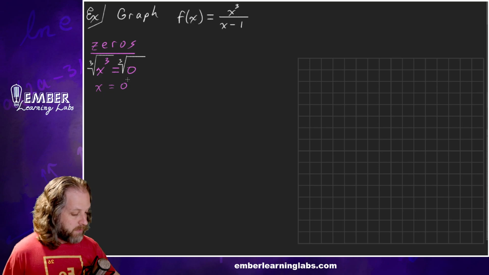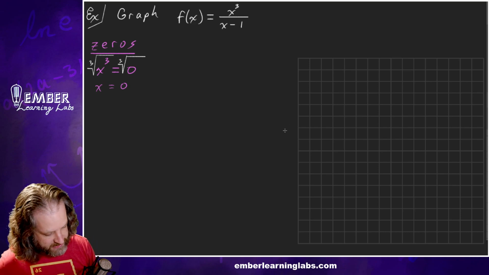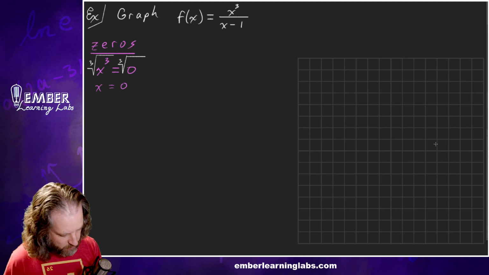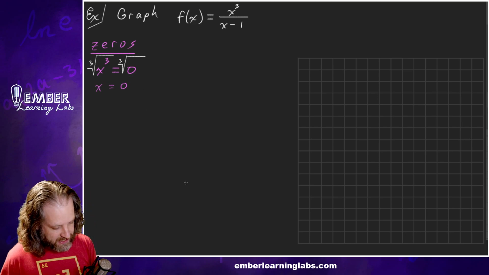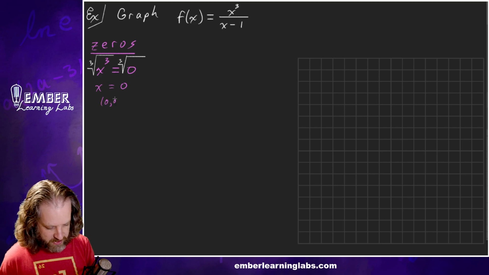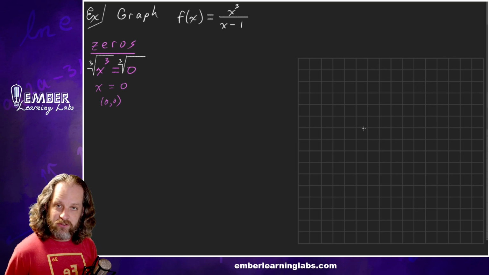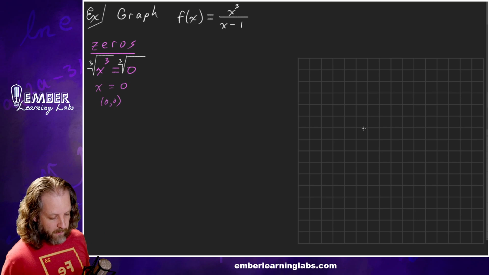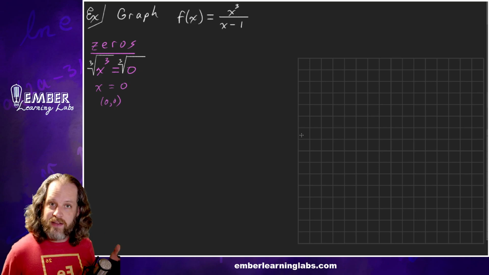So the zero is at x equals 0. What does that tell us? That tells us that our graph only crosses the x-axis at the point 0, 0. So I'm going to label that as 0, 0. Now, I didn't put my graph with the axes on here. You'll see why in a minute. So there's the zeros.